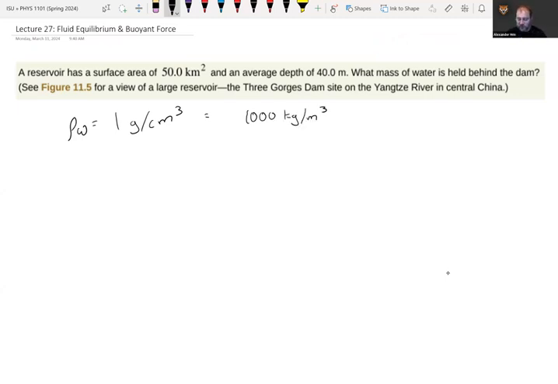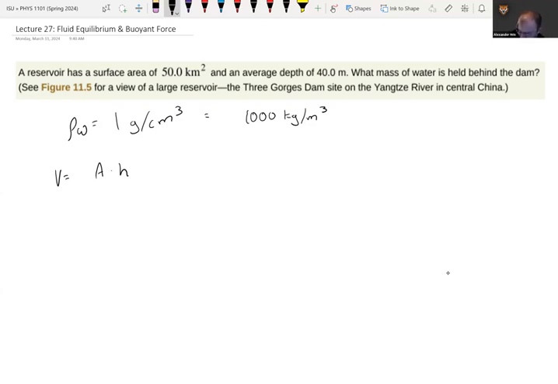Okay. So now what we need to do is find the volume of this water. The volume is basically going to be the area times the height. We don't know the shape of the lake, but we do know its surface area and its average depth. So we're just going to treat this as if it's got a constant depth of 40 meters and this area on the top and the bottom. That's an approximation, but that's basically what we're going to do. Now, unfortunately, these units don't quite work out.